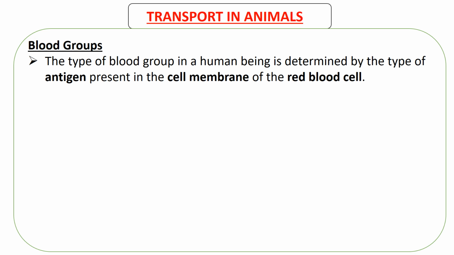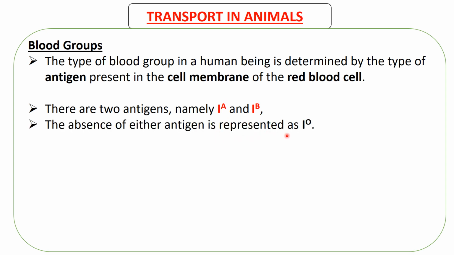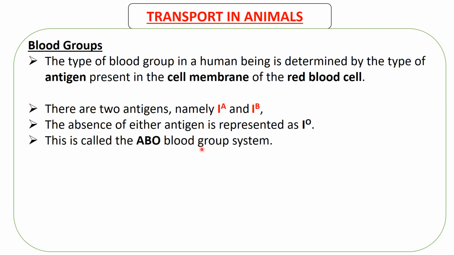So what are the types of antigen that you can find in a human body? There are two antigens, namely antigen A and antigen B, represented by this for antigen A and these two symbols for antigen B. There are times when an individual doesn't have antigen A and also antigen B. Such an individual, we call them to have antigen O, which basically means they don't have these two antigens. So this system of grouping blood is called the ABO blood group system.